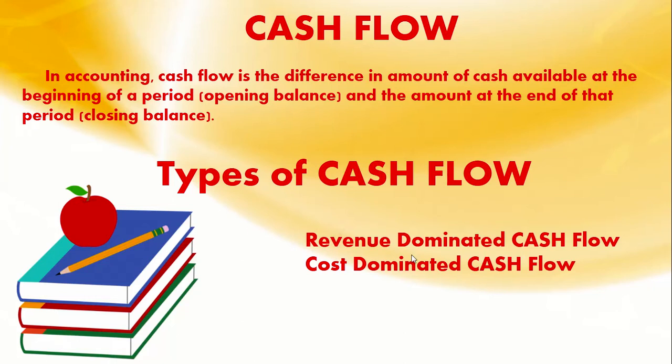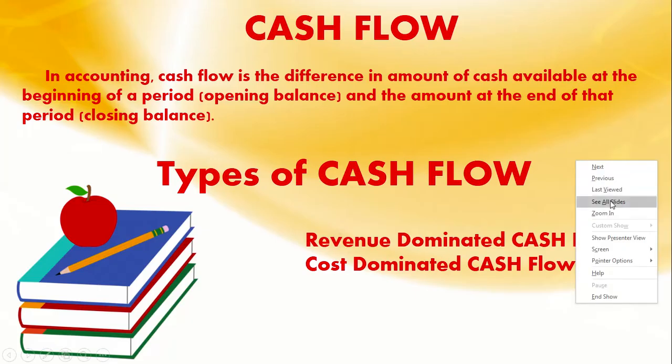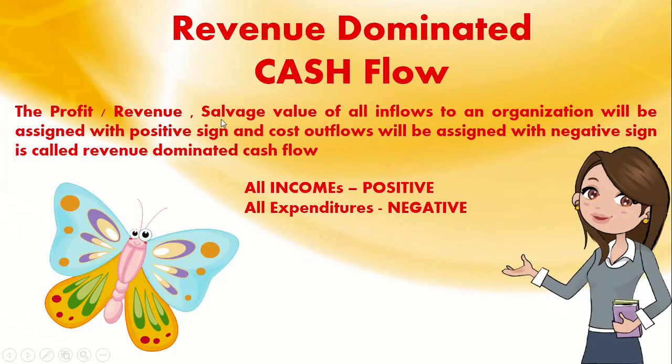It is revenue dominated cash flow and cost dominated cash flow. We are going to see in detail. Now we are going to see revenue dominated cash flow. While solving the problem, we are going to consider all incomes as positive and all expenditures as negative. The profit or revenue and the salvage value. Salvage value means resale value, of all inflows.